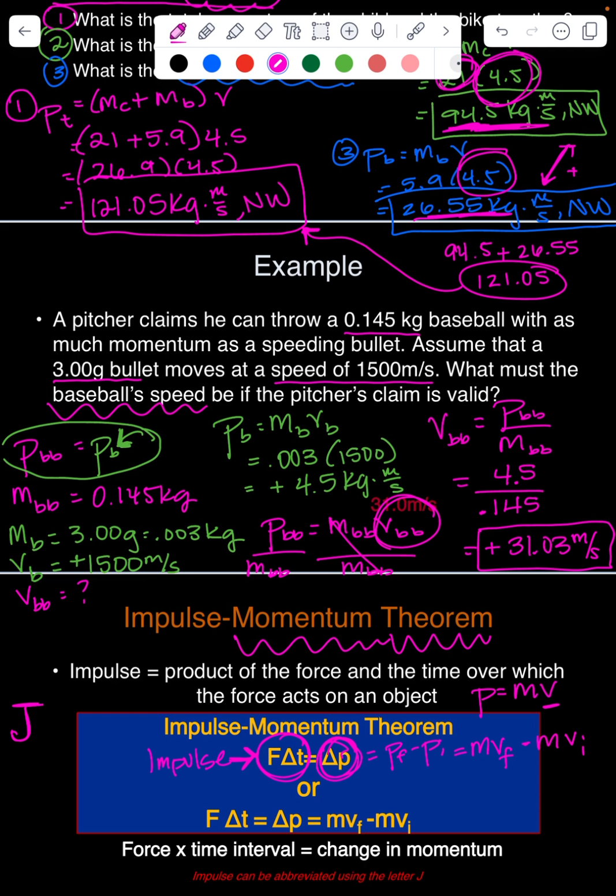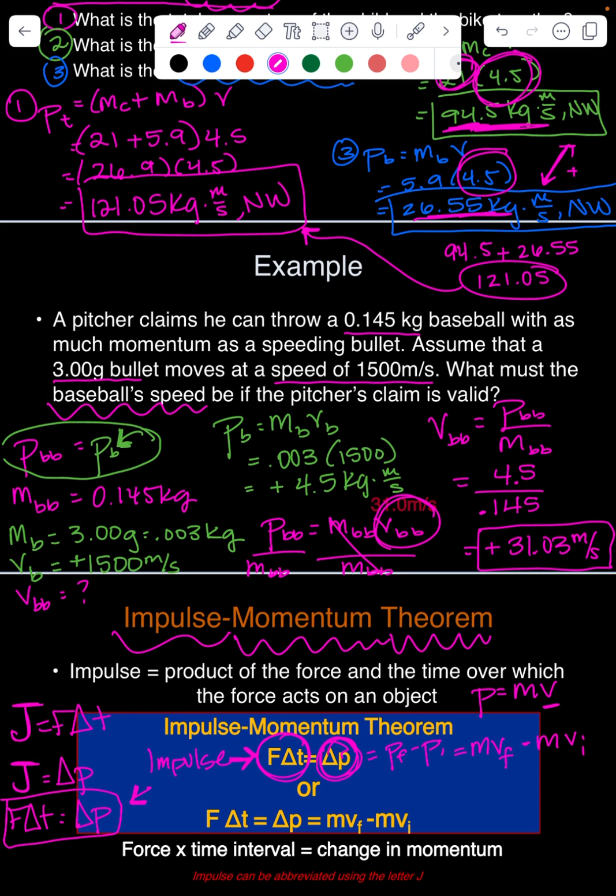This is an actual variable. It is equal to our force times our time interval. Because of this theorem, we know that our impulse is what is causing that change in momentum, which means that our impulse is equal to our change in momentum. If we sub in the force times time, that force times time is equal to our change in momentum. So this is the equation that you will be given on your quizzes and your tests.